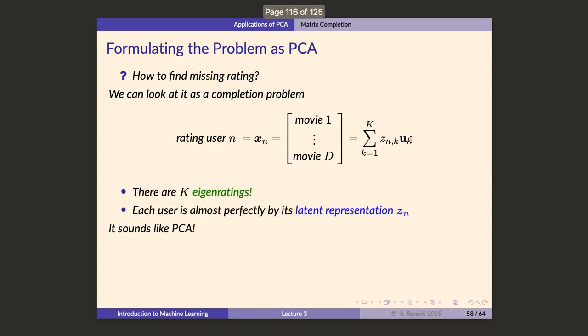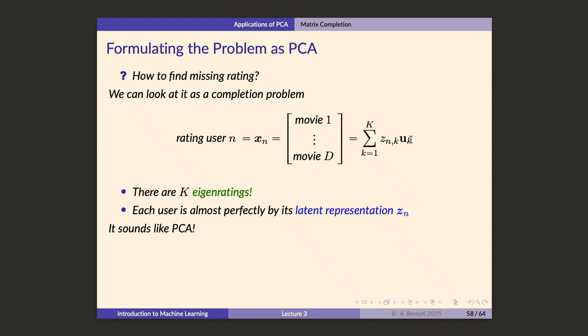So what you can say is that there exist some sort of eigen ratings. Some specific ratings which are for the community that you are studying, and then any rating in that data set, you can represent basically in the form of a superposition of those eigen ratings. And this is again something like PCA, right? So you don't really need to know the rating of every single movie for the person. You do need to know the latent representation of his rating.